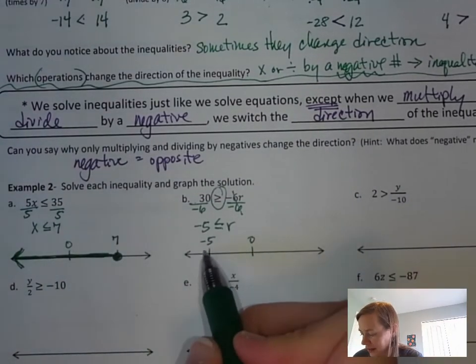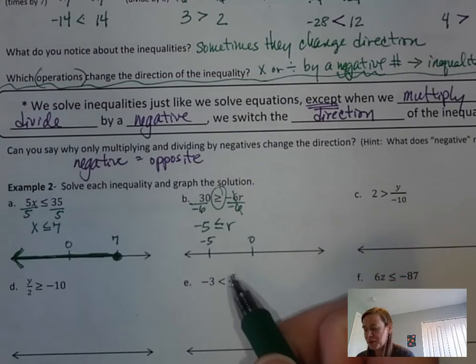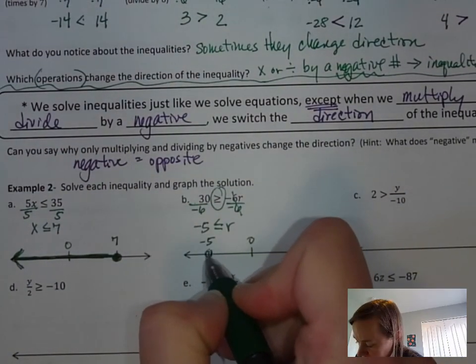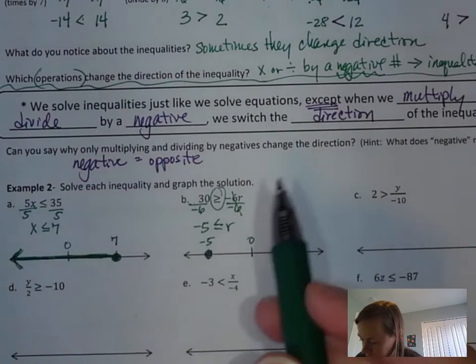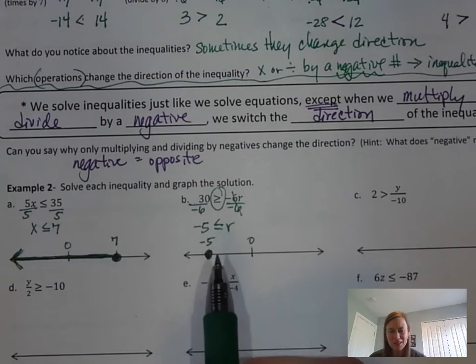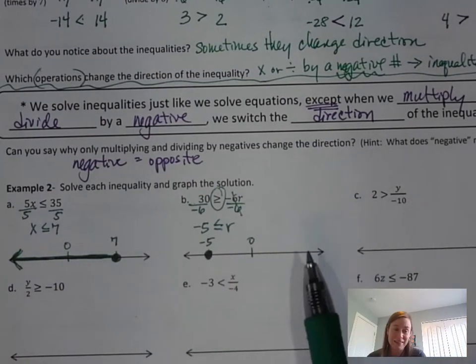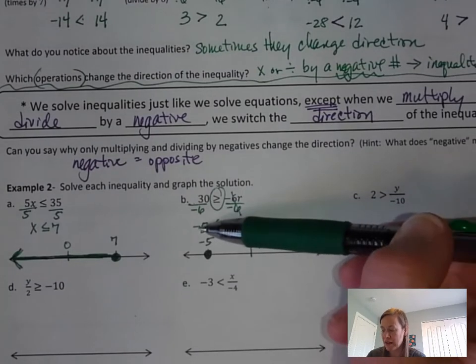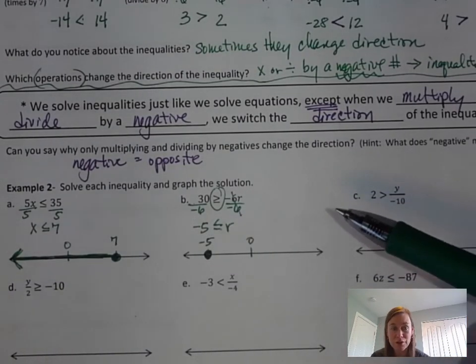So I have my negative 5 to the left of 0, where all the negative numbers belong, and I have less than or equal to, so let me fill in the dot because of that "or equal to" part. And it says negative 5 is less than r. Now remember, it's kind of easier if you read from the variable. I think it's easier. So the answers are greater than negative 5. The answers are bigger than negative 5.